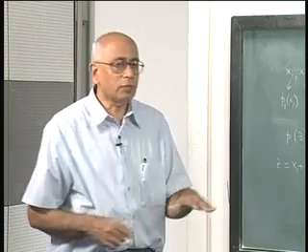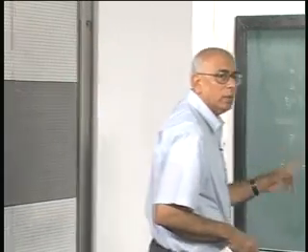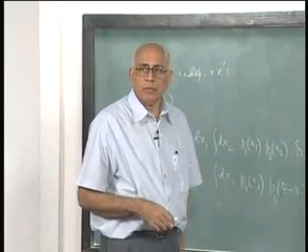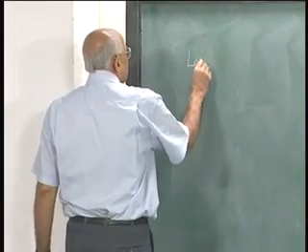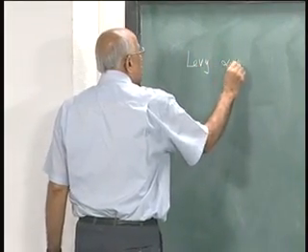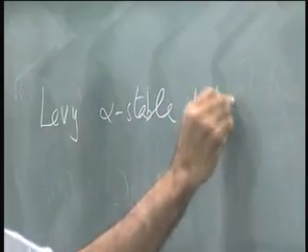And a subclass of infinitely divisible distributions are the so called stable distributions, and the Gaussian is one extreme member of the family of stable distributions. Let me explain what a stable distribution is. These are called the Levy alpha stable distributions.